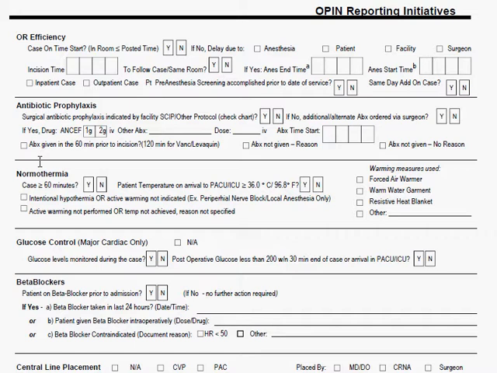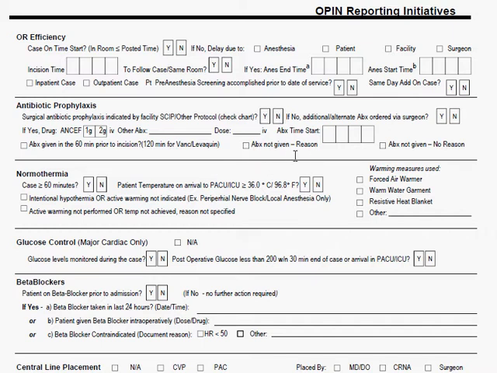PQRI is the Provider Quality Reporting Initiative, in which our goal is to report greater than 80% of the time on CMS cases. So to simply check, I gave the antibiotic on time, 60 minutes prior to incision, or 120 minutes prior for Vanco or Levaquin, or I need to check antibiotics were not given for a reason.